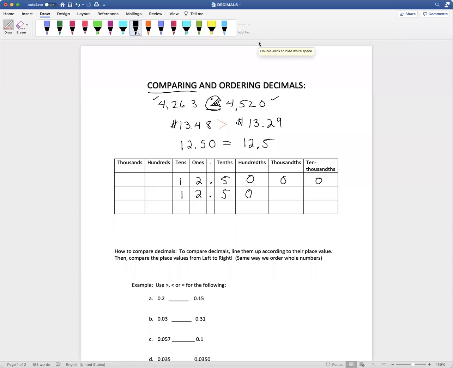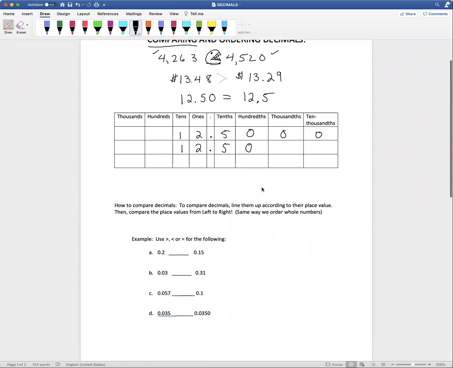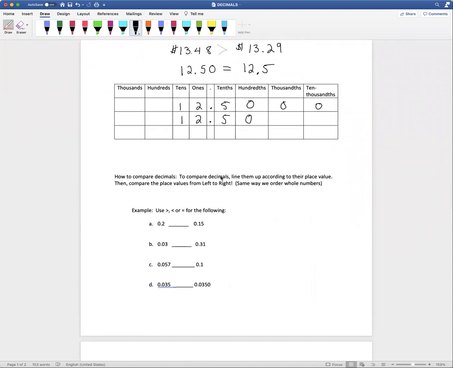Okay, now let's take a look at some examples. When we talk about comparing decimals, it's best to do it by lining them up according to their place value, kind of by putting them in a chart similar to this, because then you can really tell. Remember, the place value to the left represents the biggest place value. Then you can really tell which digit belongs in which place value and then compare them from the left, highest, to the right, smallest.